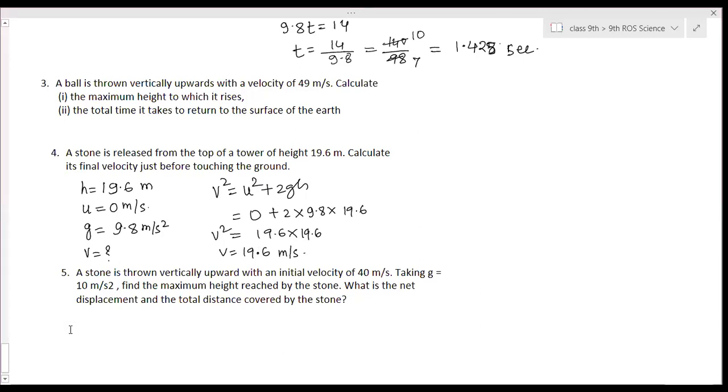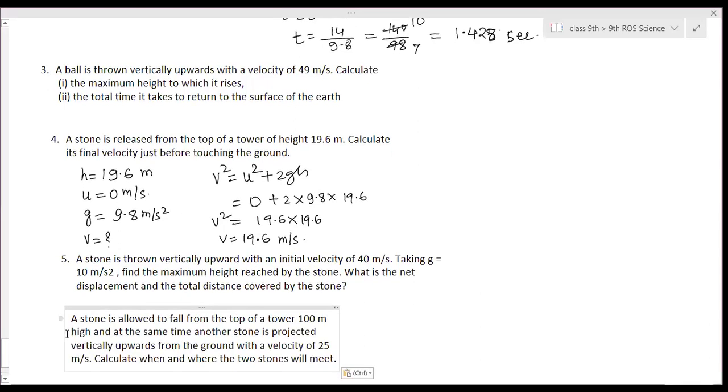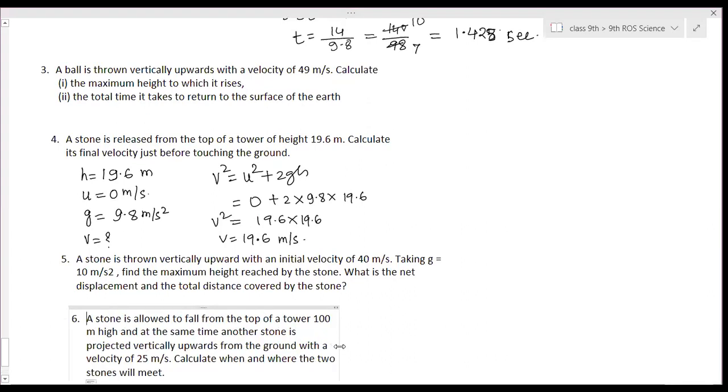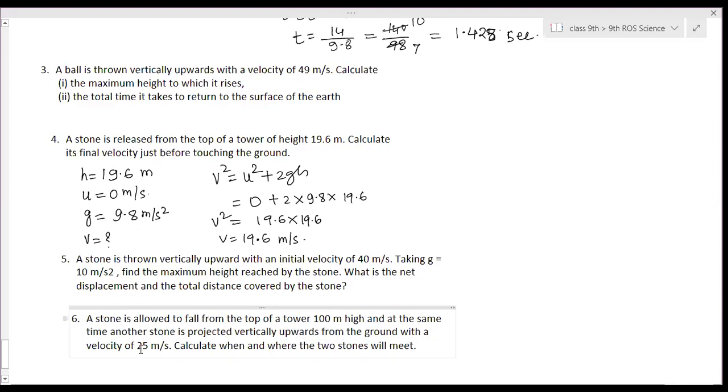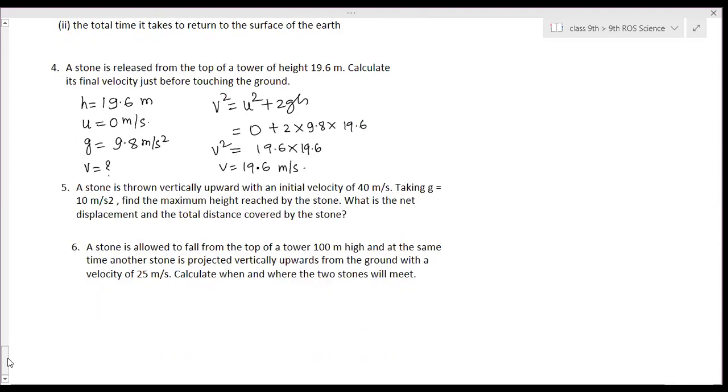Ma'am, in this chapter the numericals are similar to the first chapter. Yeah, same formula. But these are easier. In the fifth question, we have to take V0. V will be 0, yes, because it reaches the maximum height, no? Yes, so V will be 0.